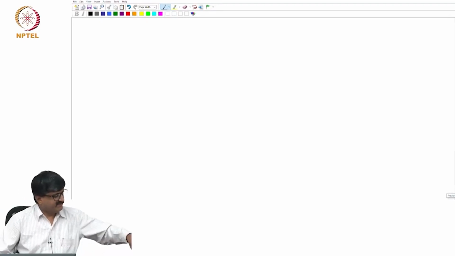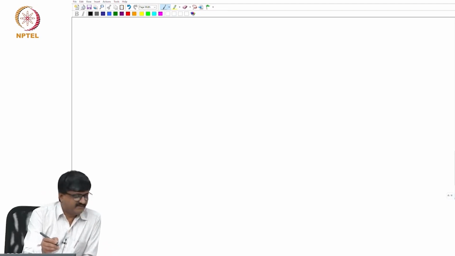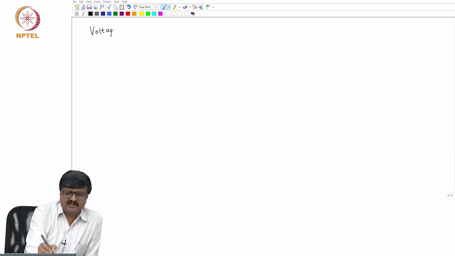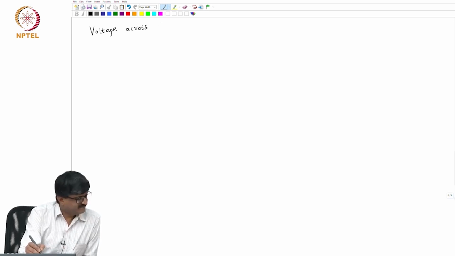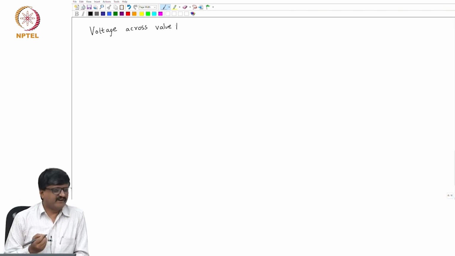Now, let us just recall from the table that we actually formed a few classes ago. We got the expression for voltage across the valve. So, let us just see what that is. The last column is the voltage across one of the valves, valve 1.